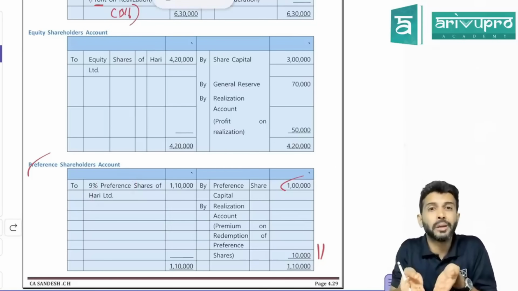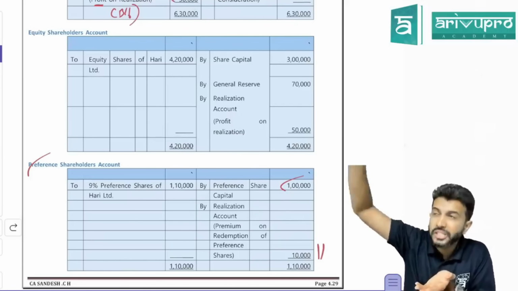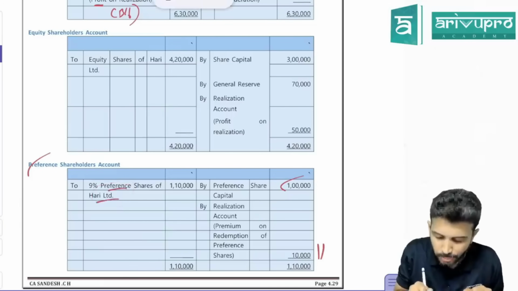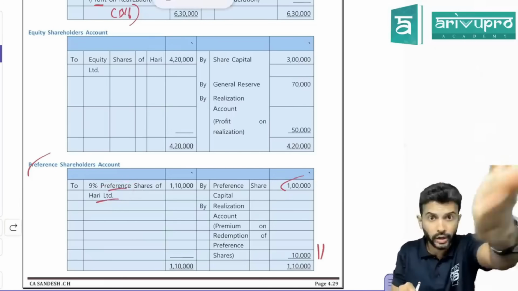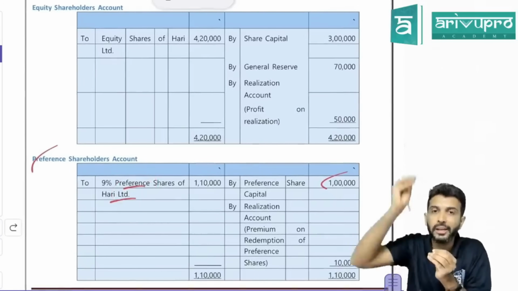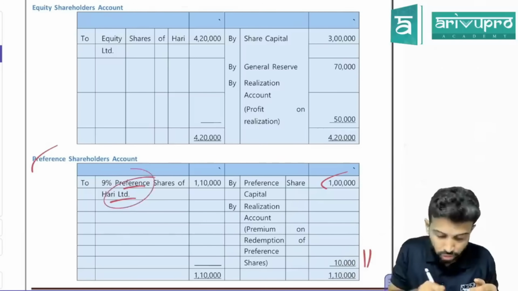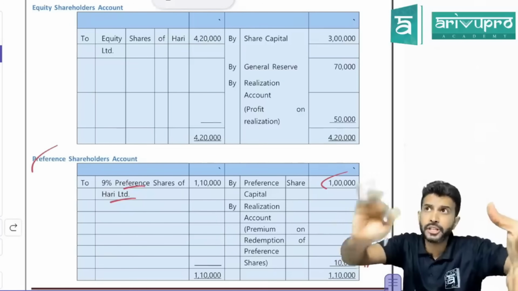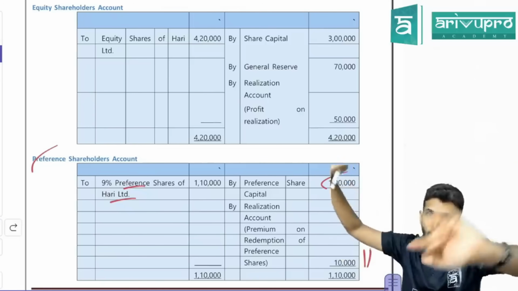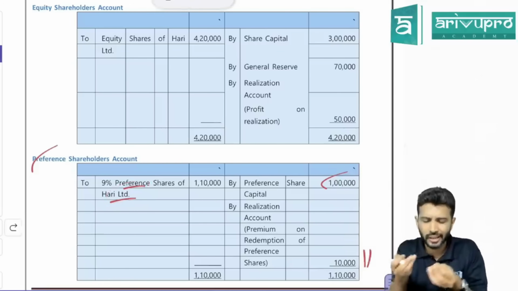Sir, this is in the selling company's books. Did the selling company issue these preference shares, or the purchasing company? The purchasing company will account for it as preference share capital. So here they will just write it as to preference shares of Hari Limited. Don't write preference share capital, you lose marks, because the company which is issuing preference shares will show it as capital. Here, this is in the books of the selling company. Did the selling company issue preference shares or the new company? The new company. The new company will show it as preference share capital. You don't show it. So you'll just write it as to preference shares of the purchasing company, which is Hari Limited.